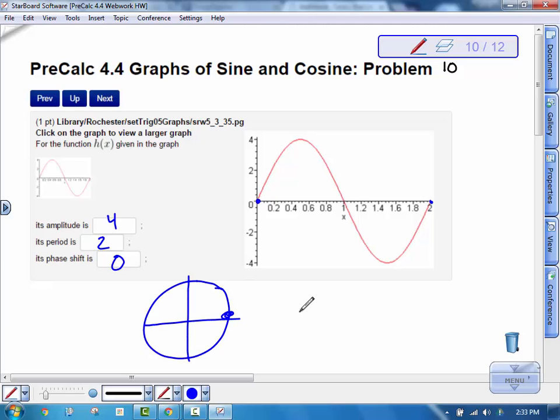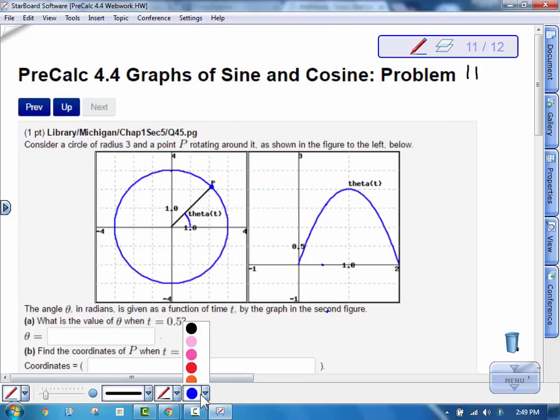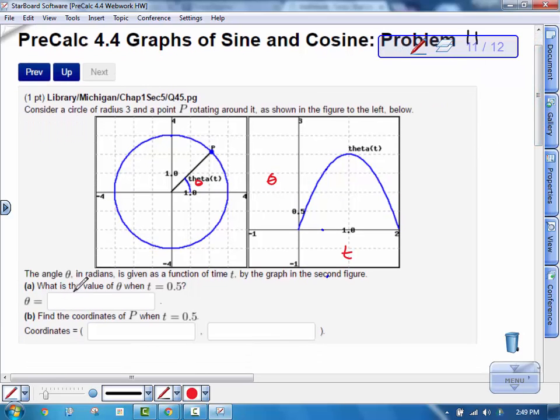Okay, the last question is a little different, but basically here we have a graph of t versus theta, and then over here we have a graph of theta versus point P. It goes around the circle. So as time goes on, theta goes up and then back down, and then over here we have a relationship between wherever theta is, we can find the coordinates for P. So first off, we have what is the value of theta when t is 0.5? Well, when t is 0.5 right here, it looks like theta is about 1.5.